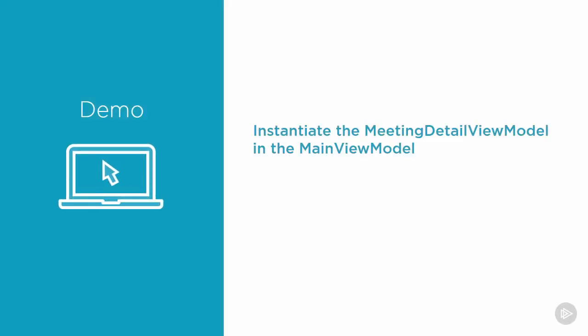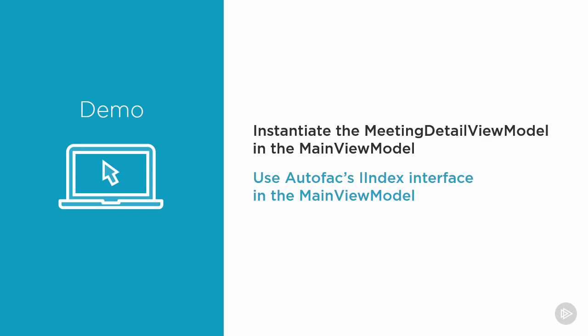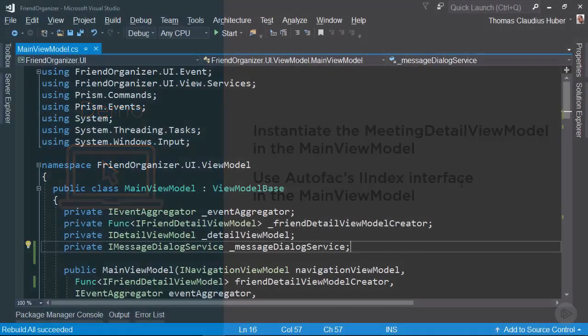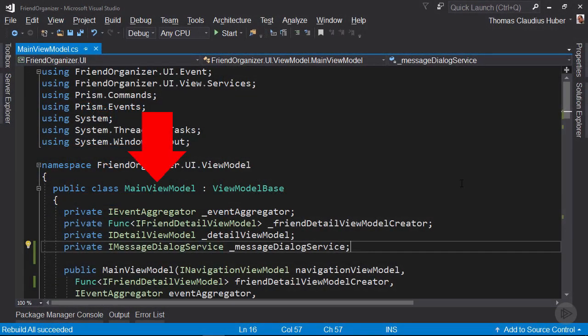In this demonstration, you will instantiate the meeting detail view model in the main view model. You will also learn how to use AutoFac's IIndex interface in the main view model that makes the instantiation of detail view models much simpler. So let's switch again to the friend organizer solution. Here I've opened the main view model of the friend organizer application.